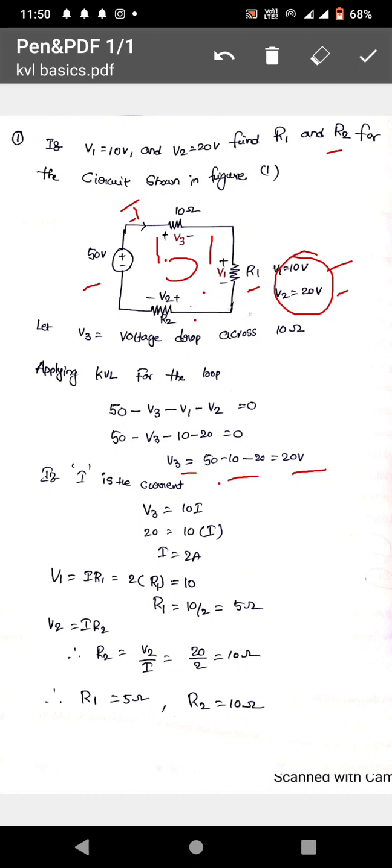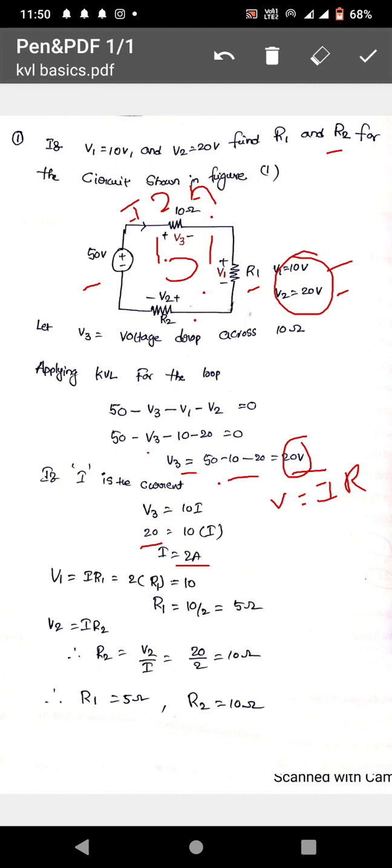The voltage drop across any resistance is V equal to IR according to Ohm's law. The 10 ohm is given, and we can calculate I because V3 is already calculated. V3 is 20, so 20 equal to 10I, and I equal to 2 amps.